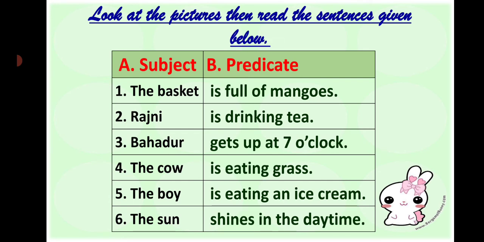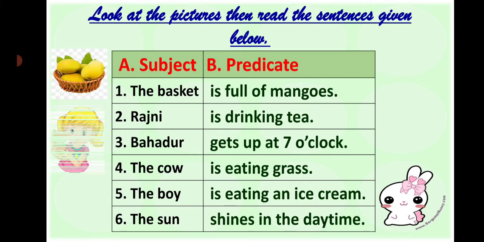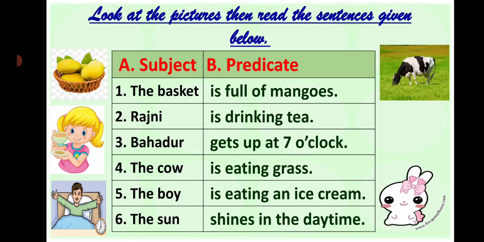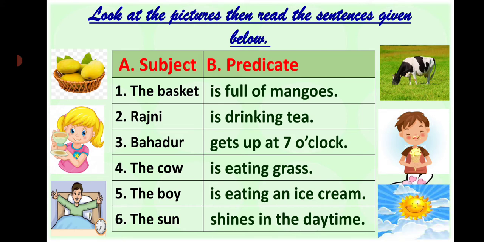Look at the picture, then read the sentence given below. Now as I read the sentence, you can look at the pictures. The basket is full of mangoes. Rajni is drinking tea. Bahadur gets up at 7 o'clock. The cow is eating grass. The boy is eating an ice cream. The sun shines in the daytime.